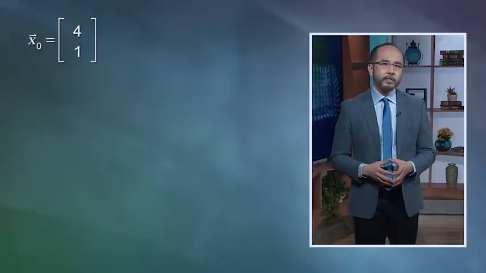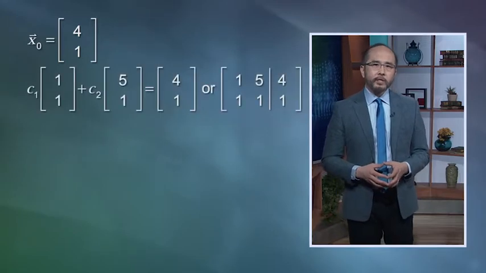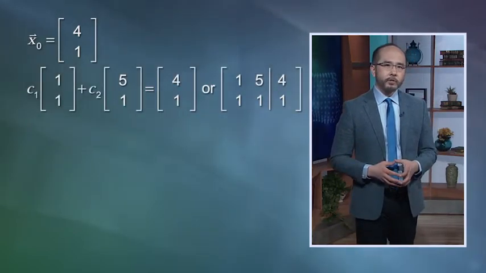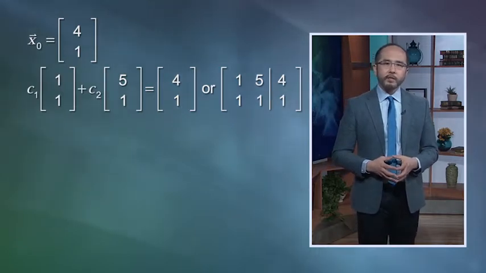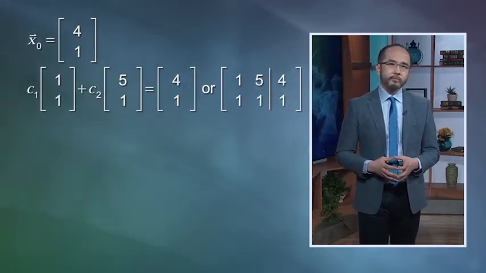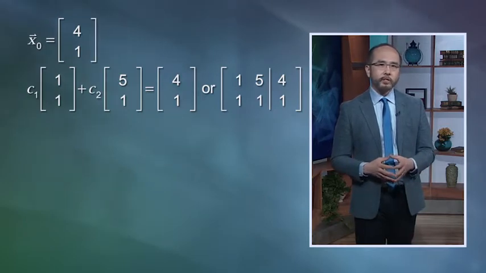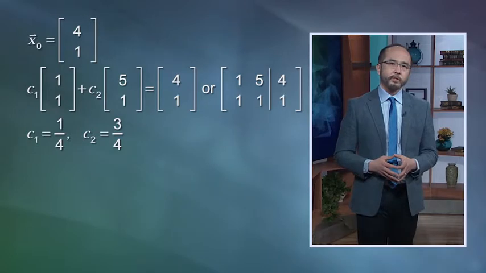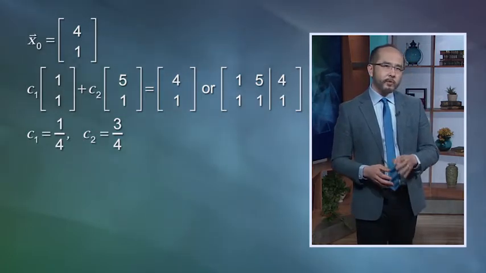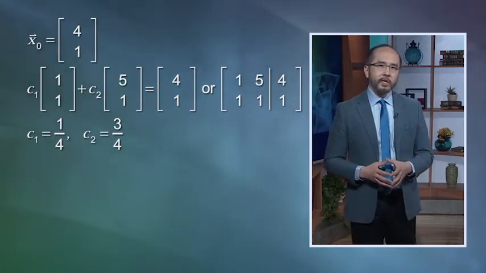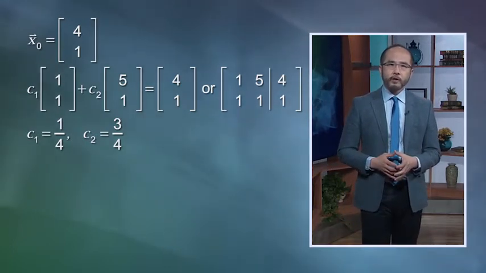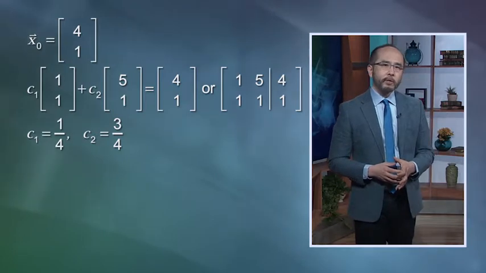Let's do an example. If the initial population vector is 4, 1, then we can solve for C1 and C2 to find which linear combination produces 4, 1. This is just solving a linear system. You can use an augmented matrix if you wish, and when you do that, you'll get C1 equals 1/4 and C2 equals 3/4. This is equivalent to multiplying by P inverse if P is the matrix of eigenvectors. So C1 is bigger than 0, which means that both populations flourish.